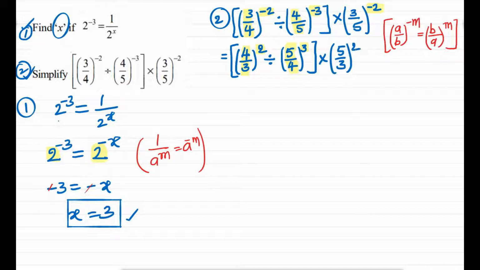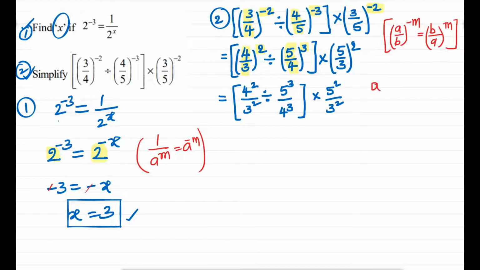Now this can be written as 4 to the power of 2 by 3 to the power of 2 divided by 5 to the power of 3 by 4 to the power of 3, close the bracket, into 5 to the power of 2 by 3 to the power of 2. The condition I used here is that if a by b whole power m, that can be written as a power m by b power m. So we can write this way.